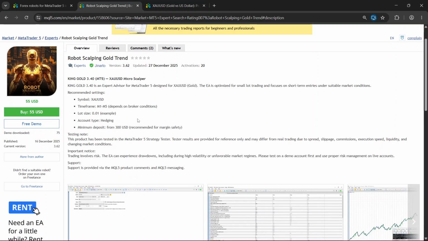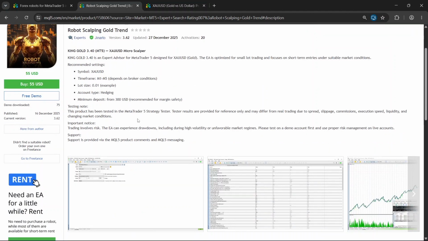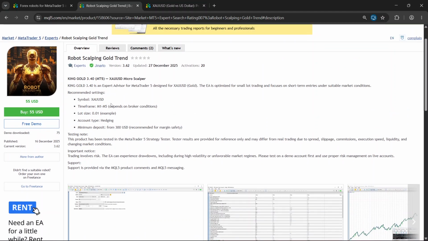And let's start with what the developer actually puts on the page. The description is pretty short and straightforward. They say it is an expert advisor designed specifically for gold, optimized for small lot trading, and focused on short-term entries under suitable market conditions.